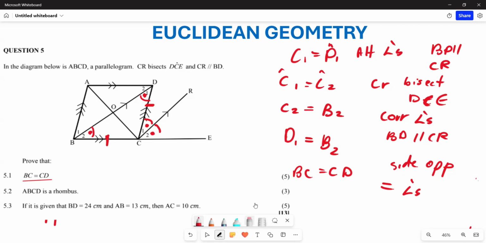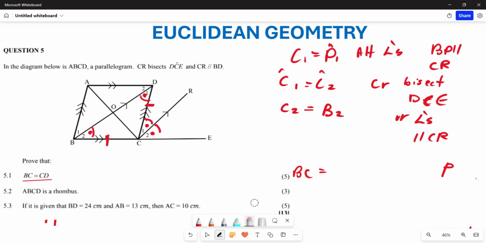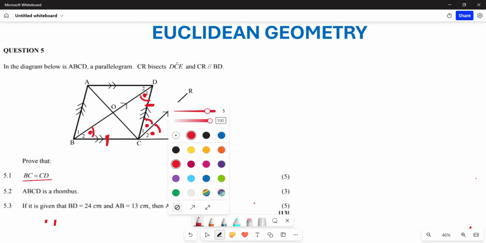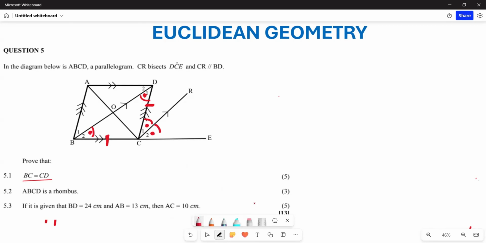Let's look at 5.2. Now in 5.2, what are they saying? They say prove that ABCD is a rhombus. To prove a rhombus, you must prove that all the sides are equal. This one is going to be very easy, because we've already proven that these two sides are equal. So you can start by saying my BC is equal to my CD. This is already proven, isn't it?